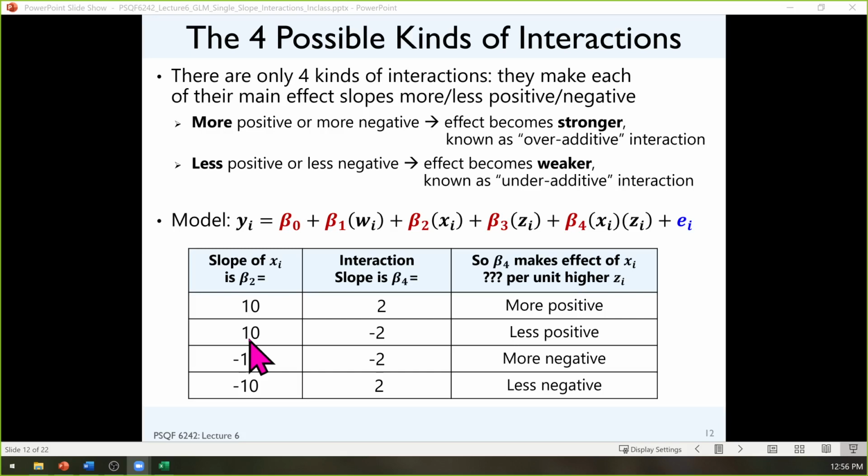The opposite then, if we have a negative slope as the unit that we're moderating, and it's paired with a negative interaction, then that is a more negative slope as z increases. And then finally, a negative main effect slope paired with a positive interaction means that the effect of x becomes less negative as z increases. So that's it. There's only 4. And once you look at the signs, you know how to talk about it.